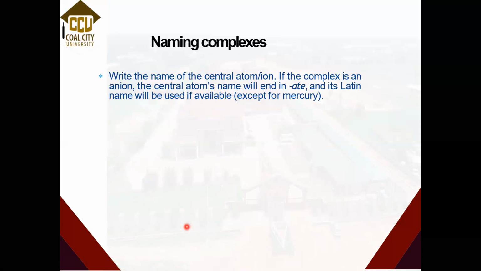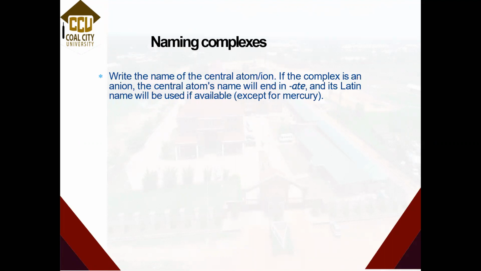Write the name of the central atom or ion. If the complex is an anion, the central atom name will end with -ate. So if the whole complex itself is an anion, that means the overall charge is negative. This implies that at the end of that name, we will be adding -ate. For example, if the central metal is iron, it will be ferrate. Is that okay? If it's copper, it will be cuprate, because it's an anion.